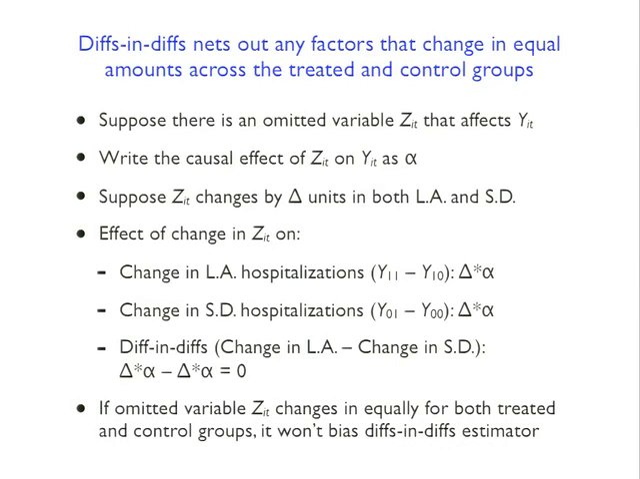Now, of course, temperature is not going to be the only thing that's changing behind the scenes here that might be having an effect on hospitalizations. But you could tell the same story for any other variable as long as you're willing to assume that that variable is changing by the same amount in both Los Angeles and in San Diego. So you could have 10 of these Z_its, and they could all have different effects: delta 1, delta 2, delta 3, and so forth, and delta 10.